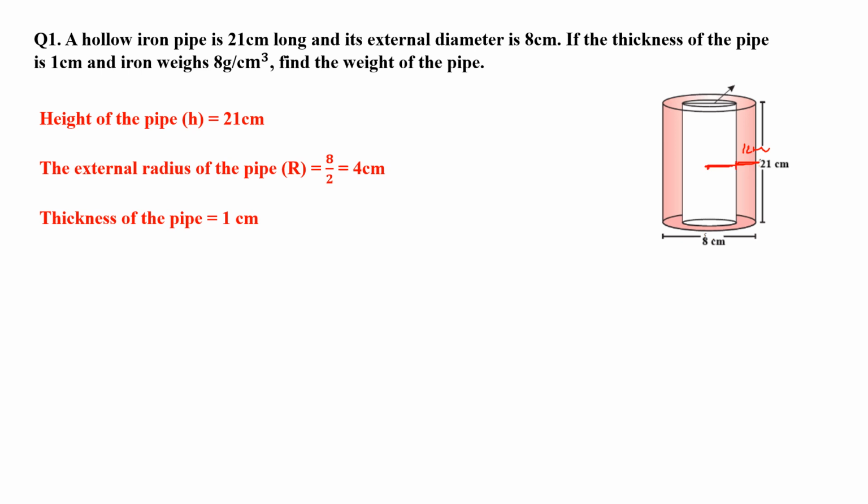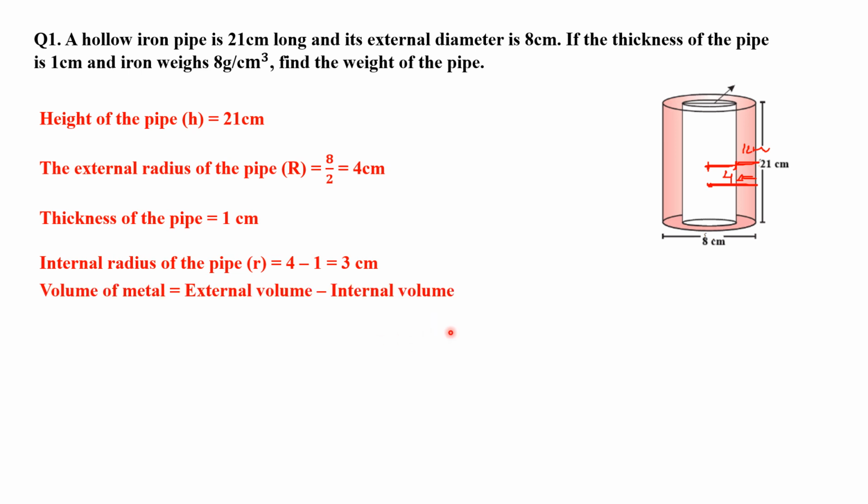Only this much you have to find. Now you know that from here till here, this complete external radius is 4. And in that, this is your thickness. So if I subtract the thickness from the external radius, I will get the internal radius of the cylinder, right? So the internal radius is 3 centimeter.